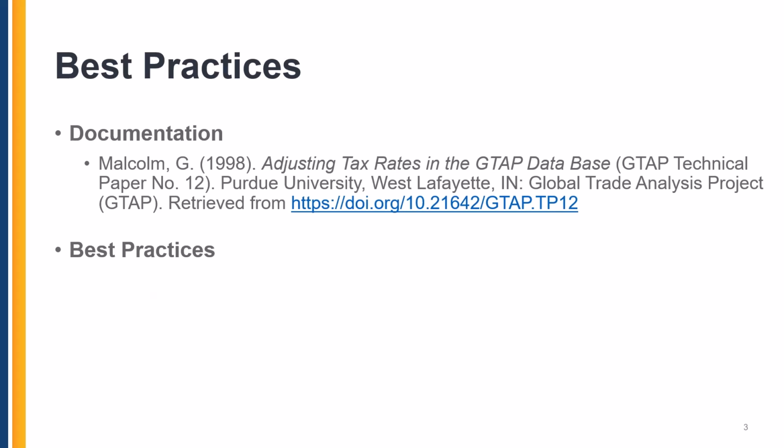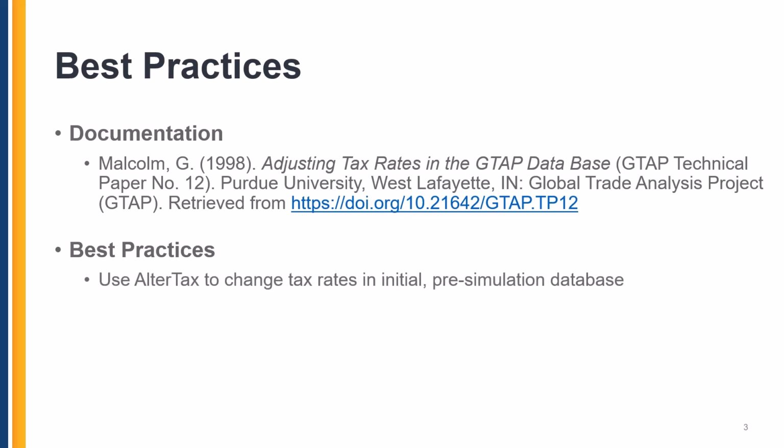Before we talk about how to change a tax rate in the GTAP database, let's first cover some best practices according to Gerard Malcolm, who authored GTAP Technical Paper number 12, Adjusting Tax Rates in the GTAP Database. First, you should use the AlterTax tool that is available in RunGTAP and allows users to change tax rates in an initial pre-simulation GTAP database, while preserving the internal consistency and limiting the effects of the change on the structure of the economy.